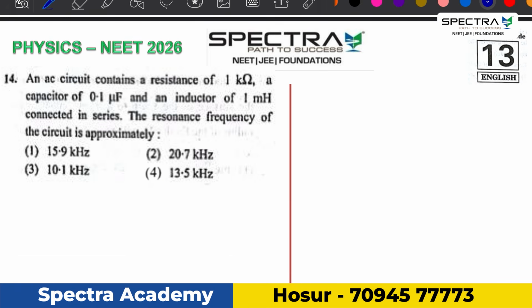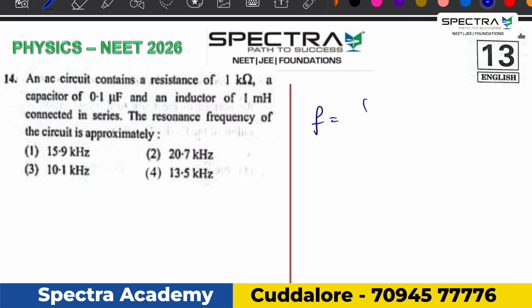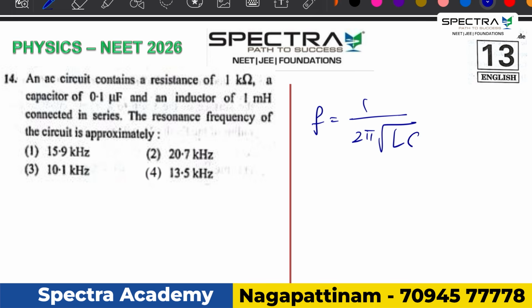Now question number 15. An AC circuit containing a resistance of 1 kilo ohm, a capacitor of 0.1 microfarad, an inductor of 1 millihenry connected in series. The resonant frequency is a direct question. Resonant frequency is equal to 1 by 2 pi root LC.